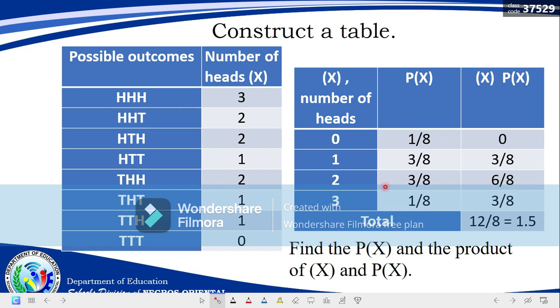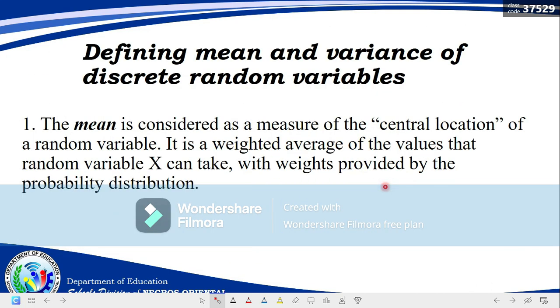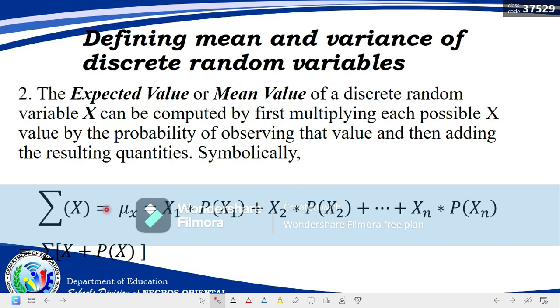So this time let us extend our knowledge by defining the following terms, mean and variance, and by illustrating them. So what is the mean? The mean is considered a measure of the central location of a random variable. It is a weighted average of the values that random variable x can take, with weights provided by the probability distribution. The expected value or mean value of a discrete random variable x can be computed by first multiplying each possible x value by the probability of observing that value and then adding the resulting quantities.